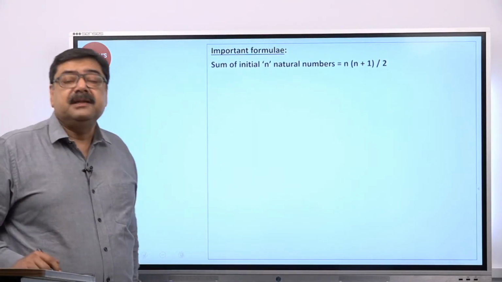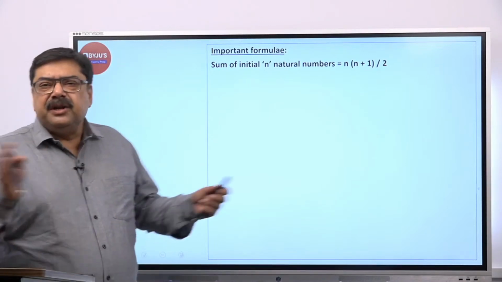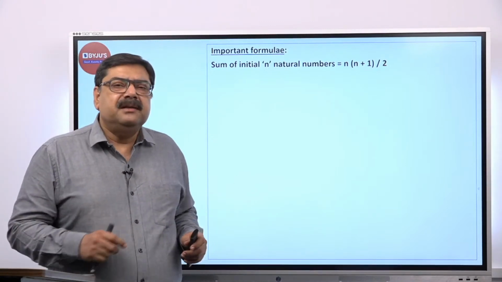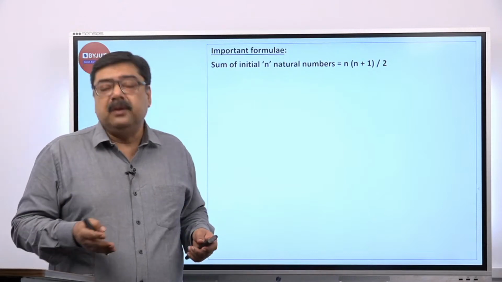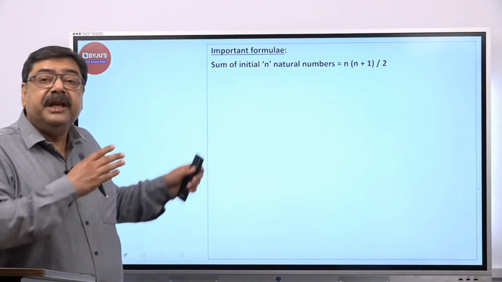Now the important formulas. Very much in use, first of all, in various questions, and there could be a question in particular pertaining to these formulas.